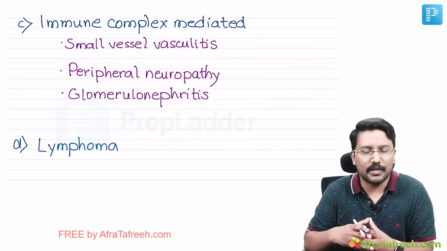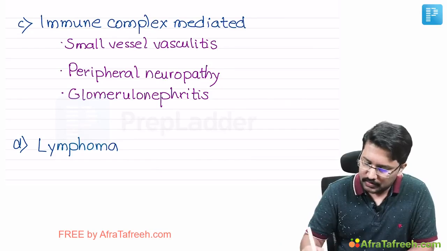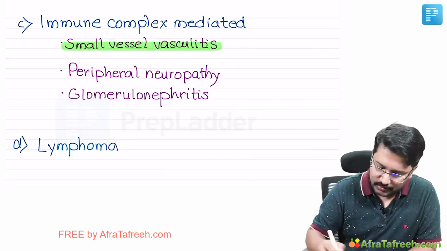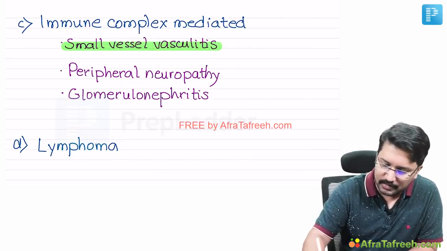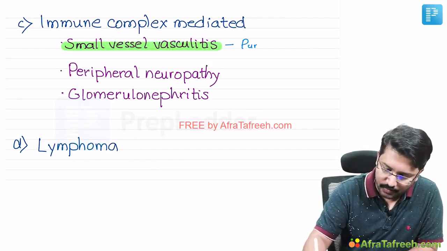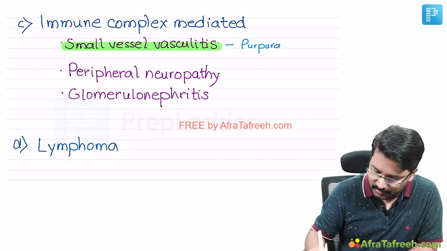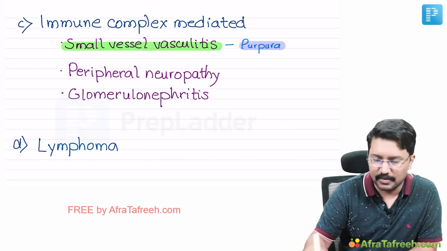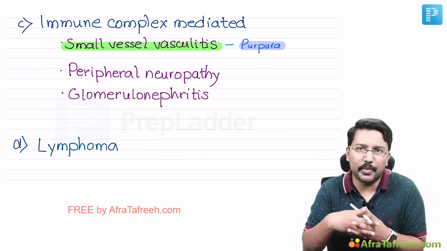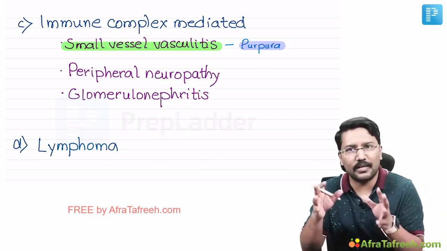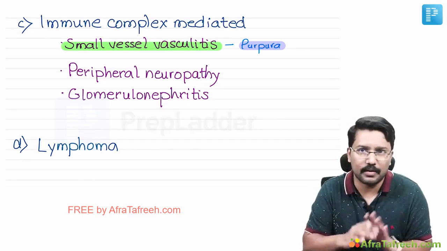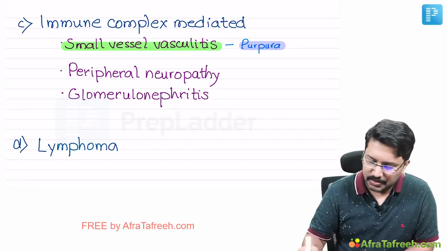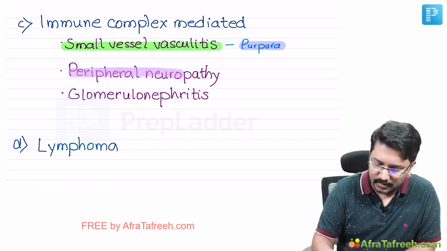What are the immune complex mediated complications? It can cause small vessel vasculitis, which very often manifests in the form of purpura. Remember this point again, because a lot of MCQs have appeared in the past where some clinical context is given to make you think that this is Sjogren's syndrome, and then they give an image where the patient has purpura, right? So that is one important point to note. Apart from that, immune complex deposition can also lead to peripheral neuropathy, right?